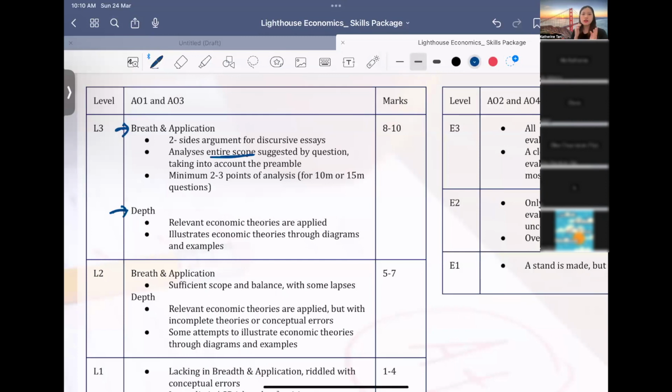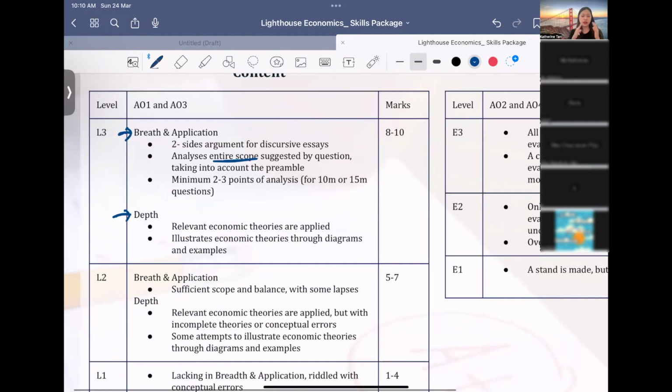You need a minimum of 2 to 3 points in your analysis in your body. For 10 marks, minimum 2, and for 15 marks, minimum 3. So even if you have a two-sided argument, everything is very balanced, and you cover the entire scope, but you don't have enough points, you won't be able to hit L3.